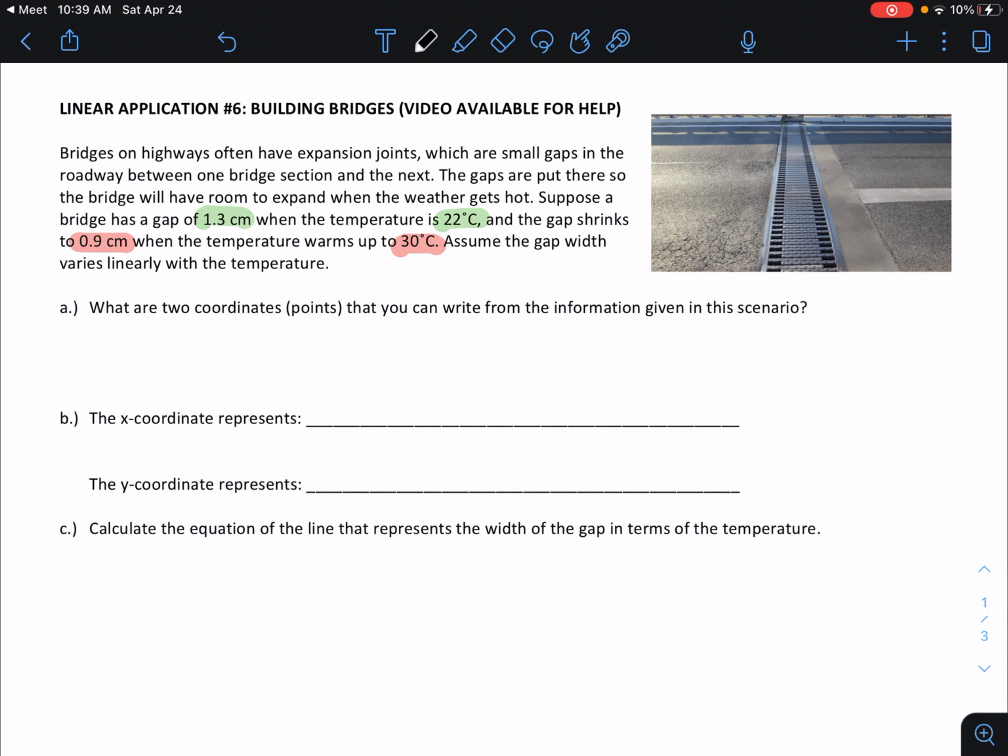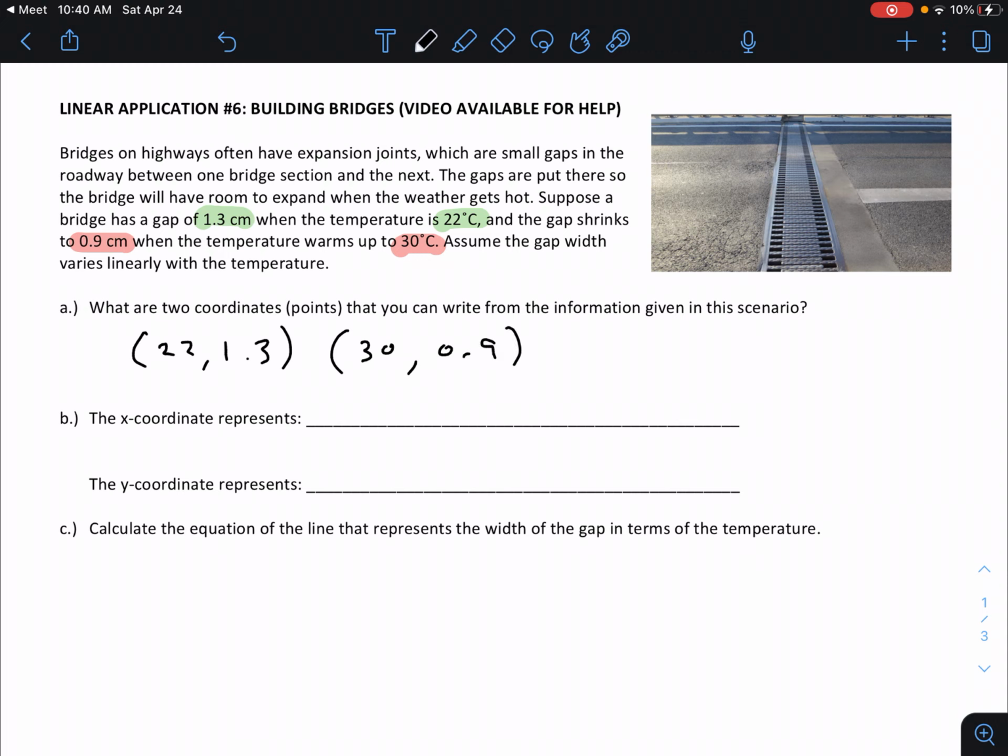So now we have to be careful with this one because we need to figure out which one is X and which one is Y, and we need to think about the thing that causes the other thing to change, and that's always our X. Okay, so the temperature is what's causing the gap to change. So we're going to write our X as temperature. So I'm going to write this as 22 and 1.3 and 30 and 0.9.